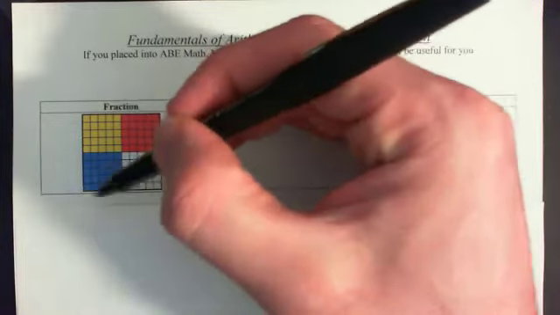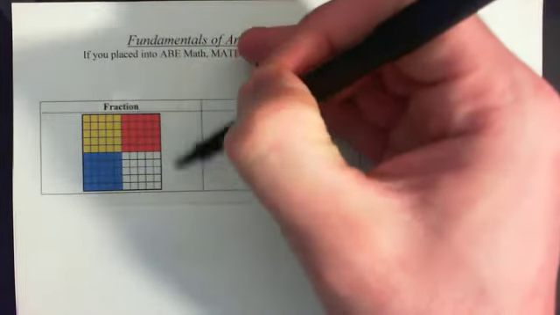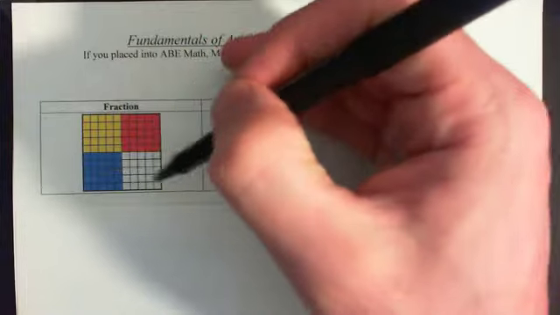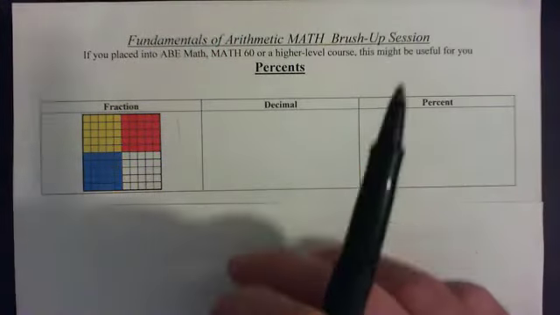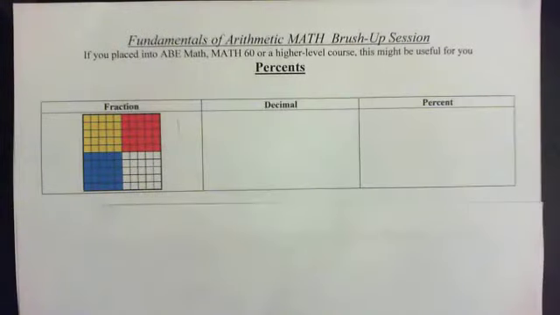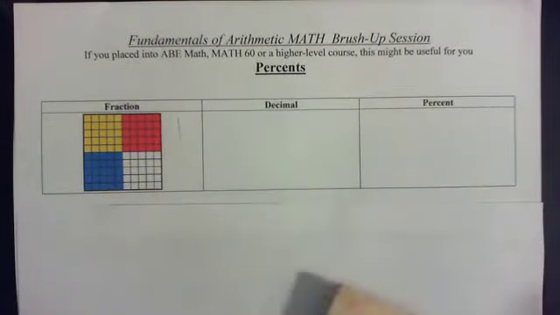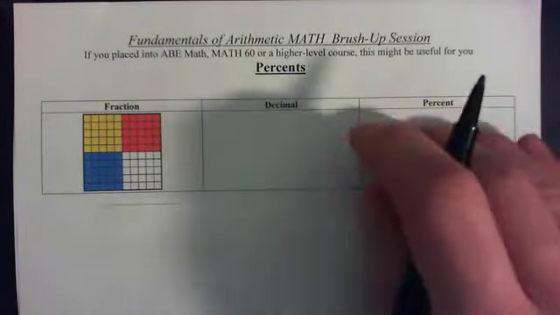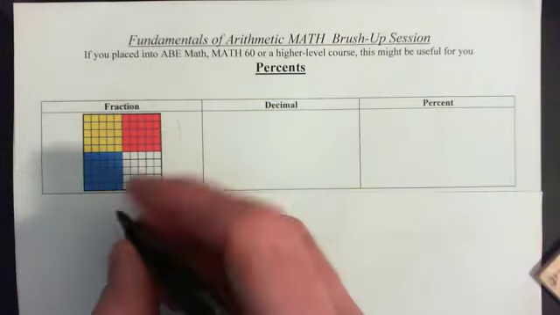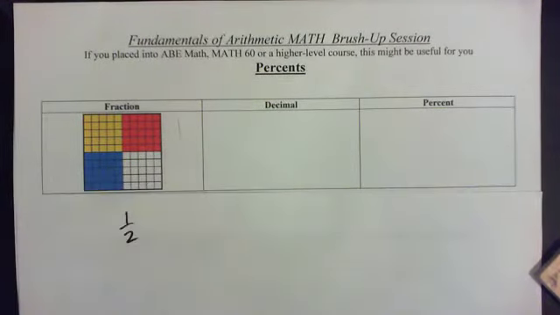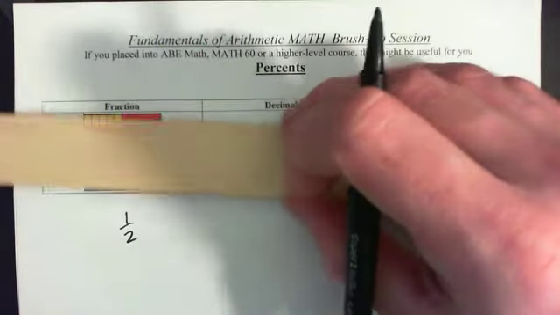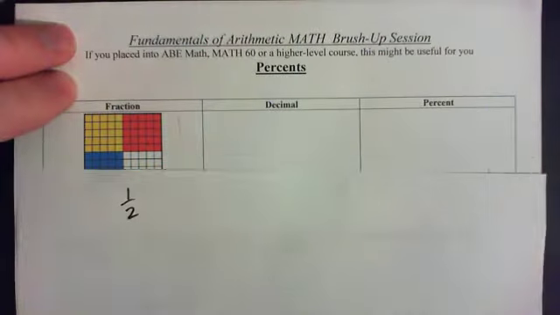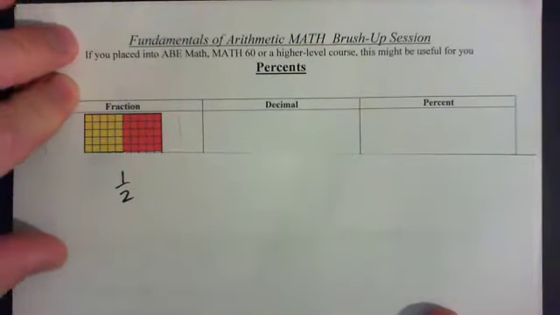So how many squares altogether? 25, 50, 75, 100, right? So I have 100 little squares, and that's really useful. What I'd like you to do is think about a fraction, 1/2. Now 1/2 would be, let's say, just the top part, the yellow and the red.